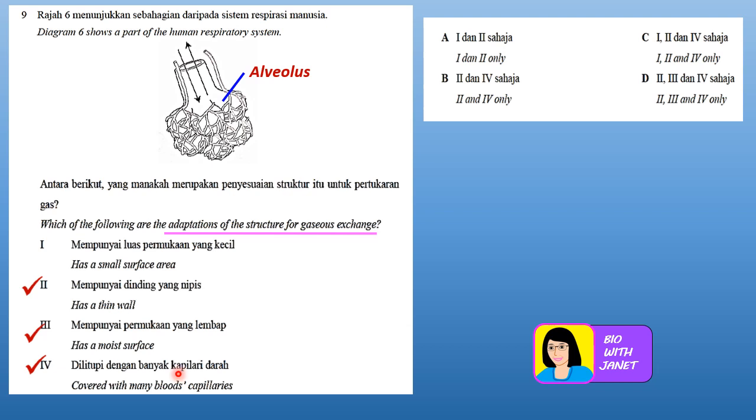Number 3, has a moist surface. Yes, the internal surface of each alveolus is moist, so that the respiratory gases can dissolve in it. And then 4, covered with many blood capillaries. So it has a network of blood capillaries on its outer surface. So number 4 is also correct. So 2, 3, and 4, the answer is D.